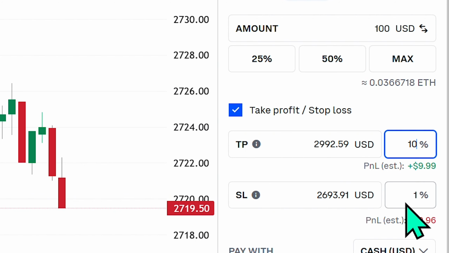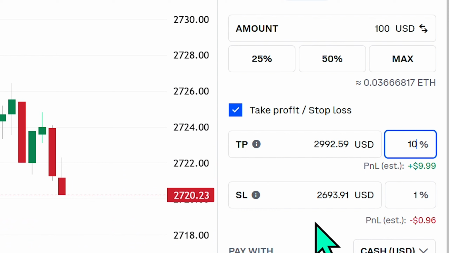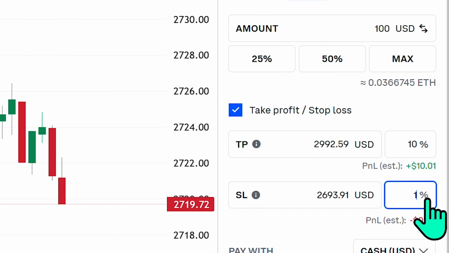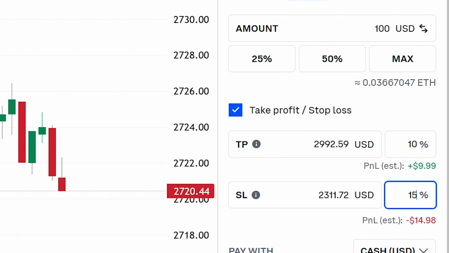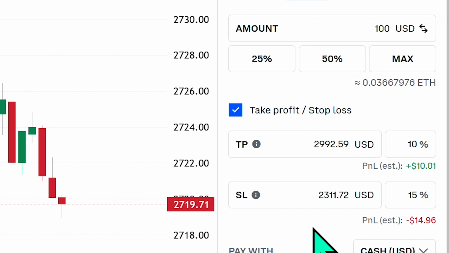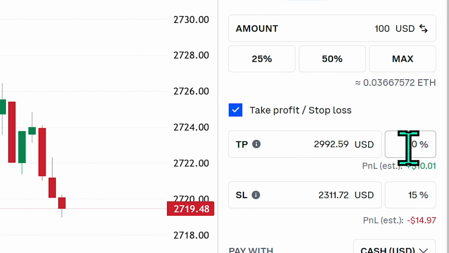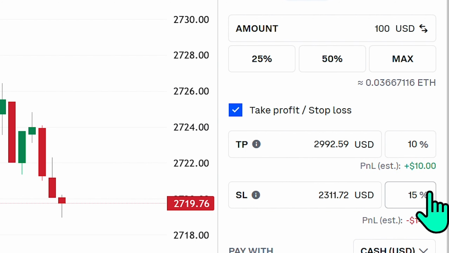And on the other side, I could say, well, if all of a sudden Ethereum starts tanking hardcore and I lose 15% of my investment, which is around $15, that makes sense. 15% of 100 is $15. Then go ahead and take out my investment. So I'm telling it when to go ahead and sell my investment. So it's either if my investment hits a 10% profit or if my investment hits a 15% loss.